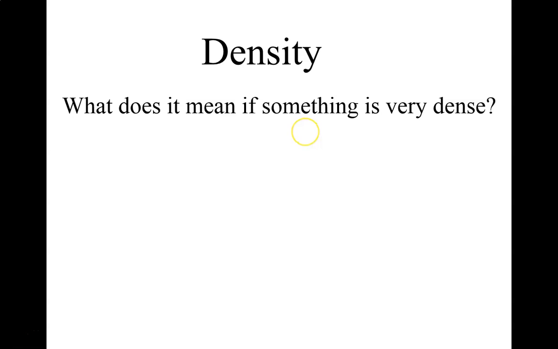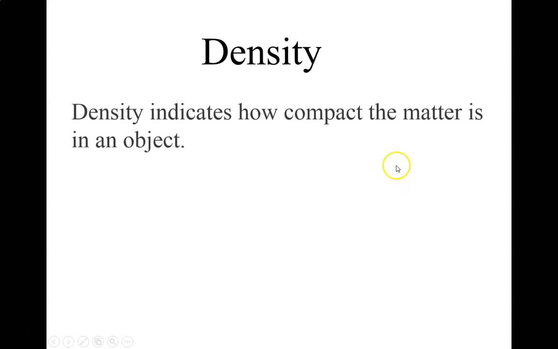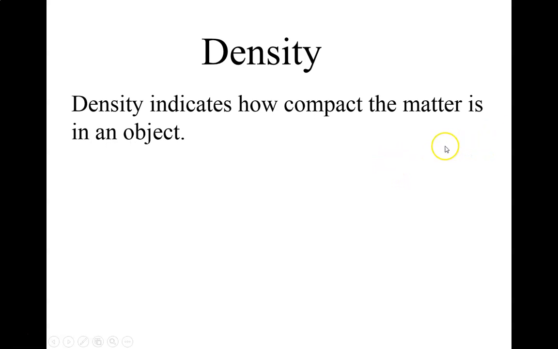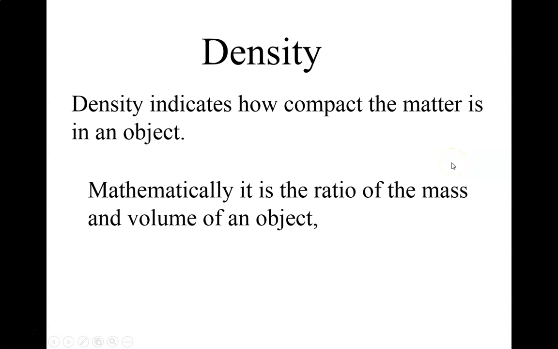The next topic that I want to cover is density. What does it mean that something is very dense? You might say that it's very heavy, and that's only partially correct. That could be correct, it could be wrong. Density indicates how compact the matter is in an object, and by compact, I mean how densely packed together the matter in an atom or in an object is.